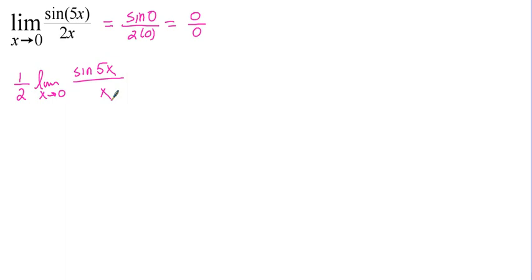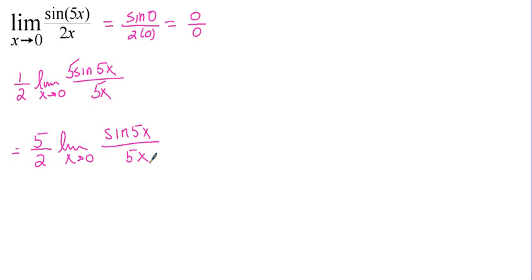The next thing we're going to do is turn our denominator, that x, into a 5x so that it matches the argument of the sine. So that's easy enough, put in a 5. And if we put a 5 in the denominator, we have to put a 5 into the numerator as well. The 5 in the numerator is just a constant once again, so that can be pulled out. It gives us 5/2 times the limit as x approaches 0 of the sine of 5x over 5x.